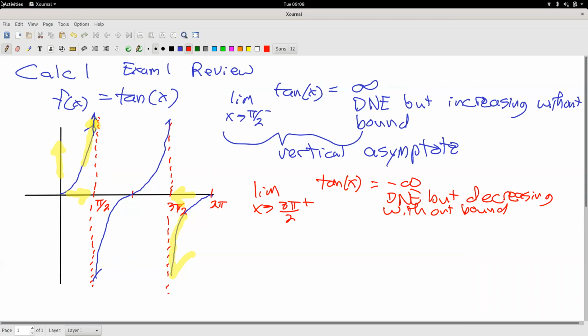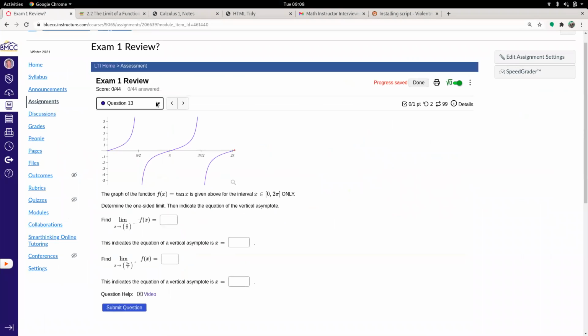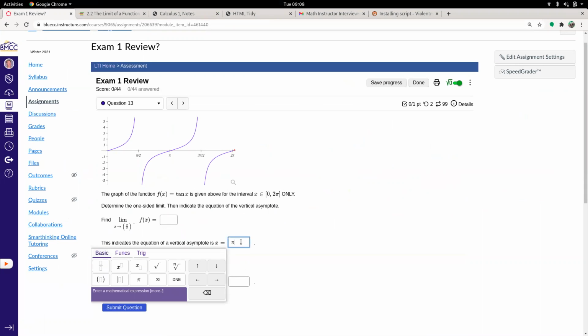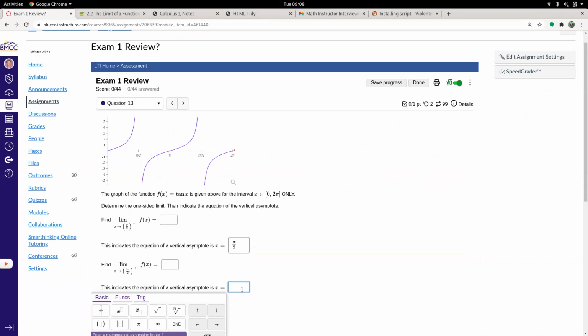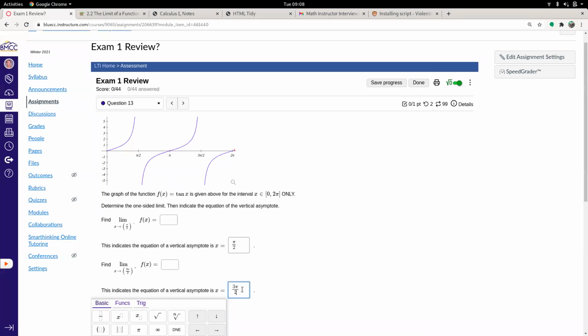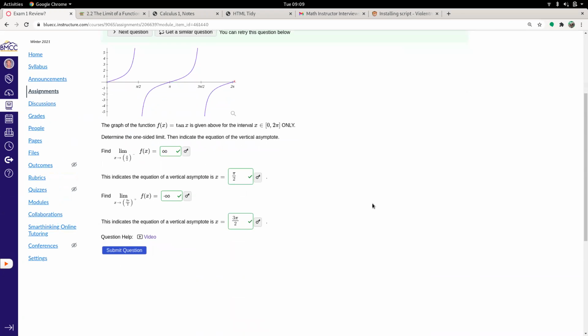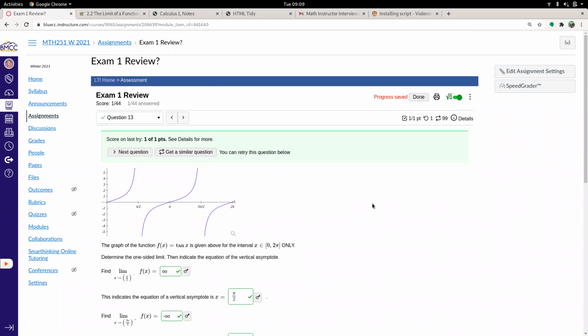All right, and back to the question. So pi over 2 on the left side, 3 pi over 2 on the right side, and they each want to know what does that indicate about a vertical asymptote. So here, there's a vertical asymptote at x equals pi over 2, and here there's a vertical asymptote at x equals 3 pi over 2. And that's that. So let me see, I should accept infinity and negative infinity. Boom. Cool. Questions on that one?